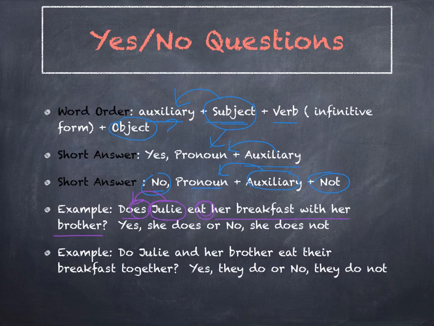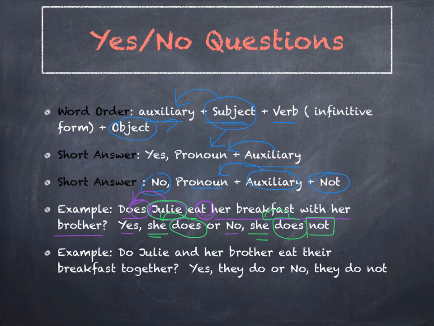Then I answer yes or no. I need to change my subject for the pronoun she, and then I have to use the corresponding auxiliary, the one that agrees with my pronoun. If it's negative, I add not. Let's look at the second example.